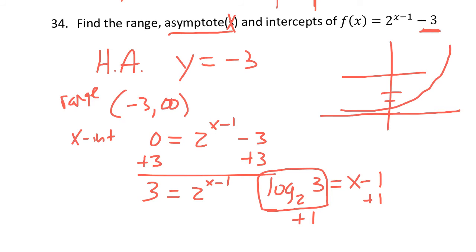1.58496 plus 1 is 2.585. So the x-intercept is 2.585, comma 0.